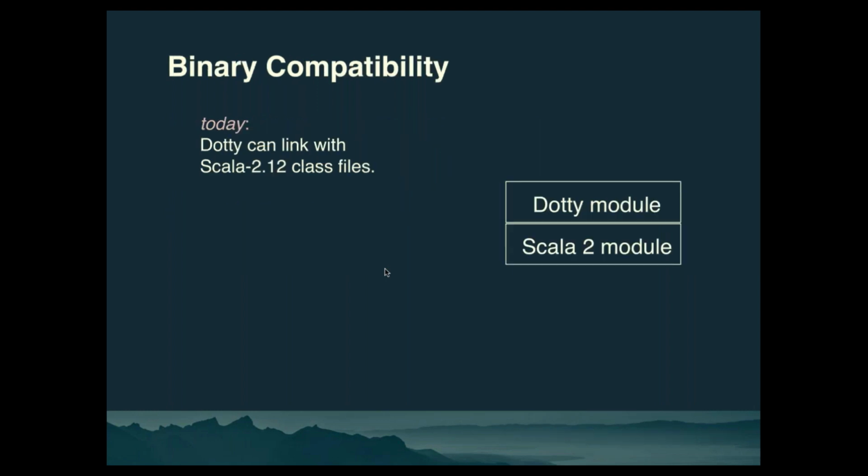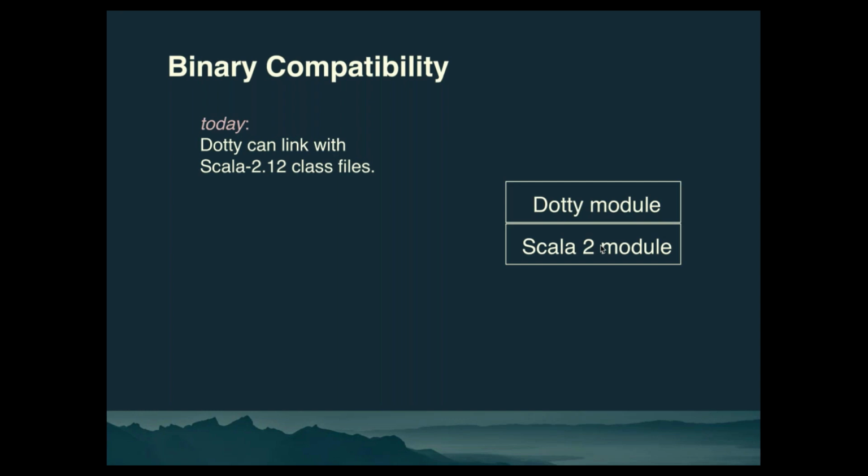And the other advantage is really binary compatibility. Already today, Dotty, Scala 3's precursor, can link with Scala 2.12 class files. So we can work out of the box with Scala 2.12, and in a couple of months we change the switch and make that Scala 2.13.